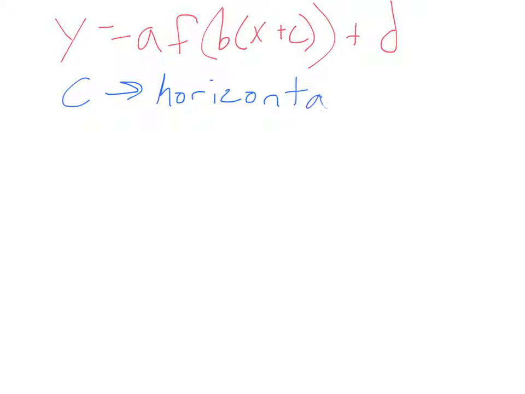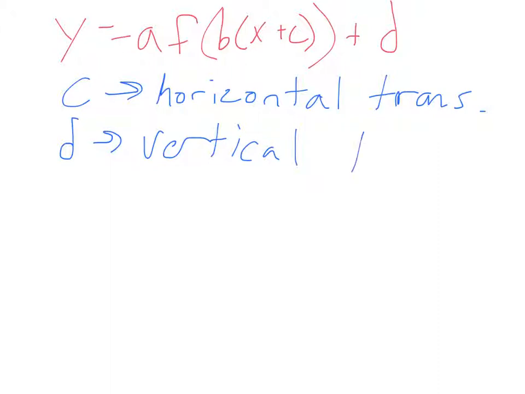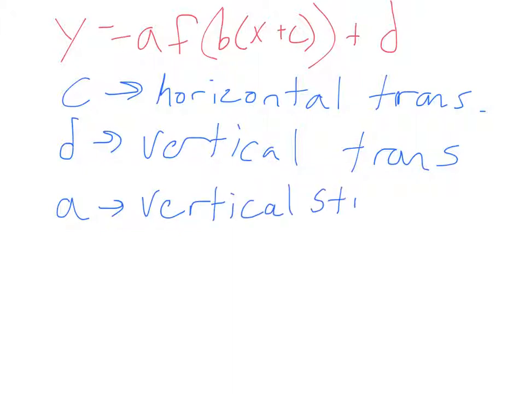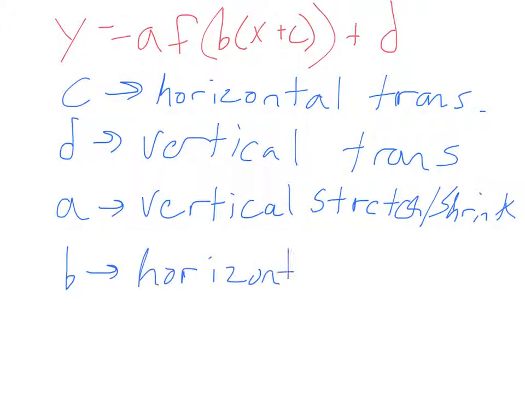So we're gonna go ahead here and summarize all these different things. C gives me a horizontal translation. D is a vertical translation. A is a vertical stretch or shrink. And B is a horizontal stretch or shrink.